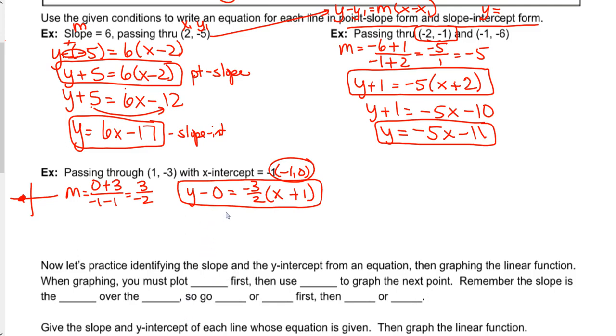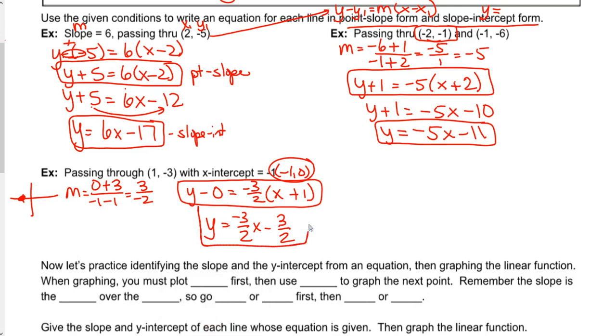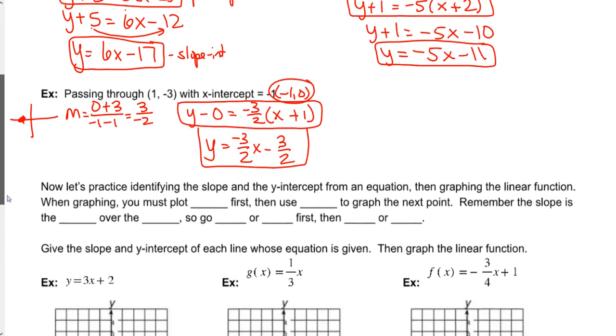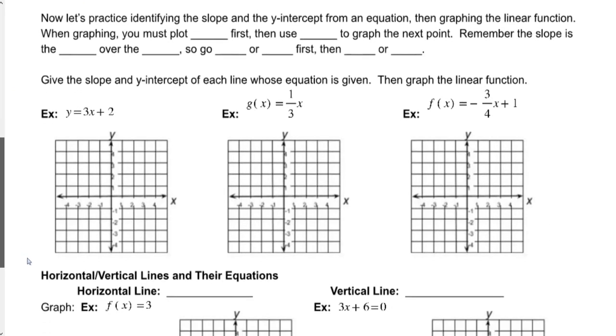Now, to solve for y equals mx plus b, it's going to be really easy because what is this? I just said it was equal to y. And I distribute this through as -3/2 x minus 3/2, and that's my slope-intercept form. So I've met each condition that they are asking us for in these problems. Okay. All right, now let's practice identifying the slopes in the y-intercept from an equation.